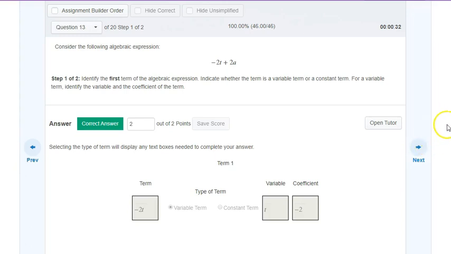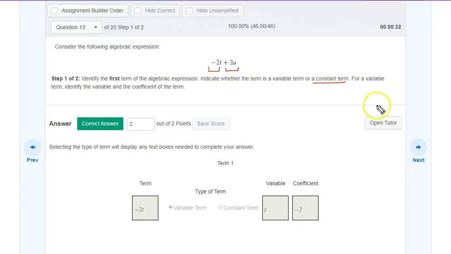Now, for something like this, it's just a vocabulary check. Here we have 2 terms. Remember, terms are separated by either a positive or a negative. And they're asking, indicate whether the term is a variable or a constant.